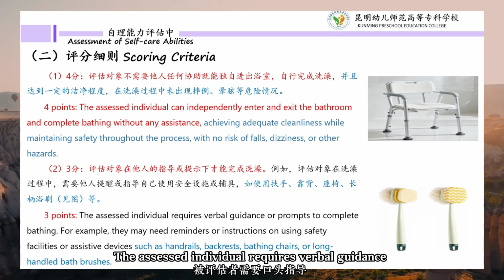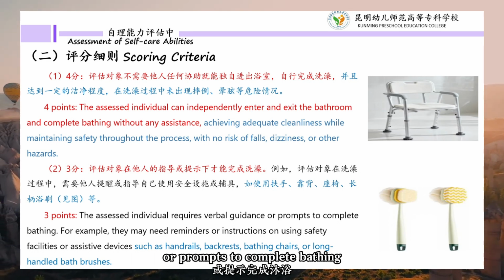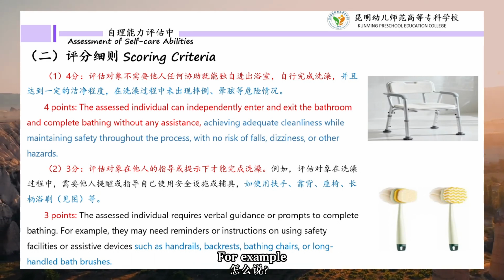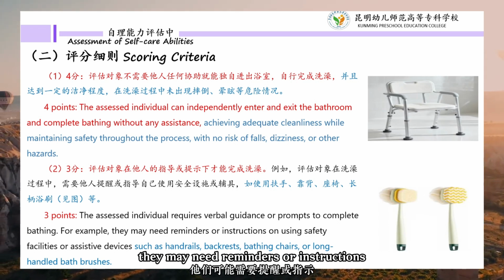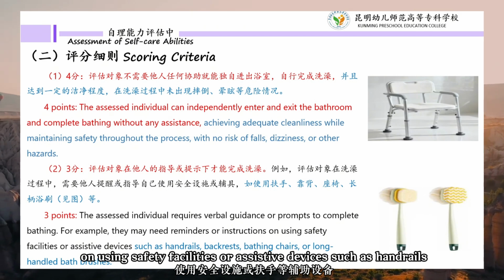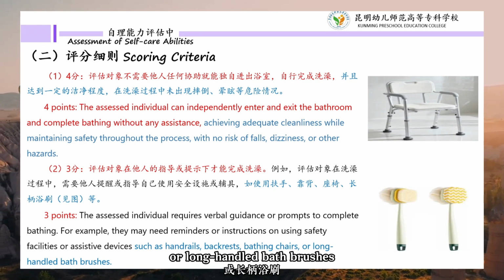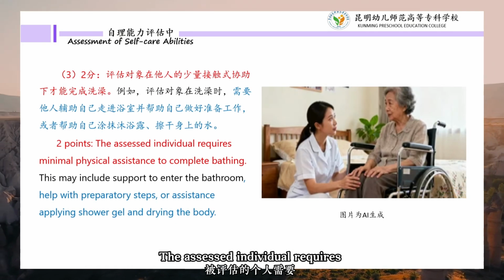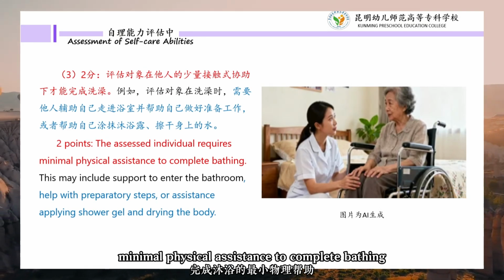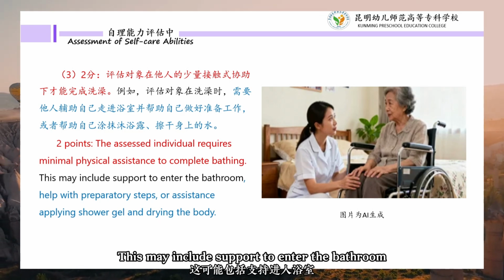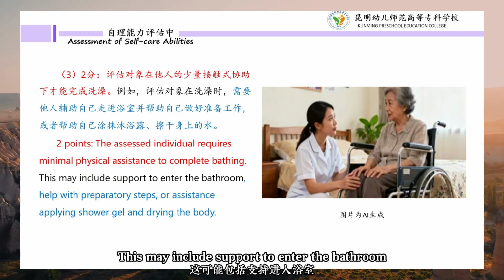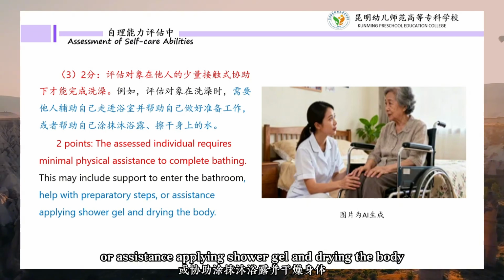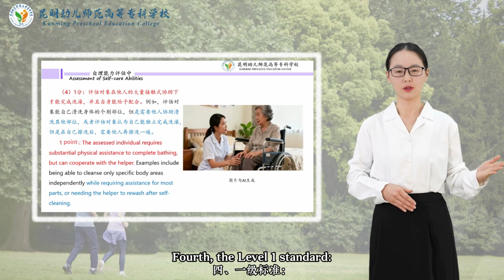The assessed individual requires verbal guidance or prompts to complete bathing. For example, they may need reminders or instructions on using safety facilities or assistive devices such as handrails, backrests, bathing chairs, or long-handled bath brushes. Third, the Level 2 standard. The assessed individual requires minimal physical assistance to complete bathing. This may include support to enter the bathroom, help with preparatory steps, or assistance applying shower gel and drying the body. Fourth, the Level 1 standard.